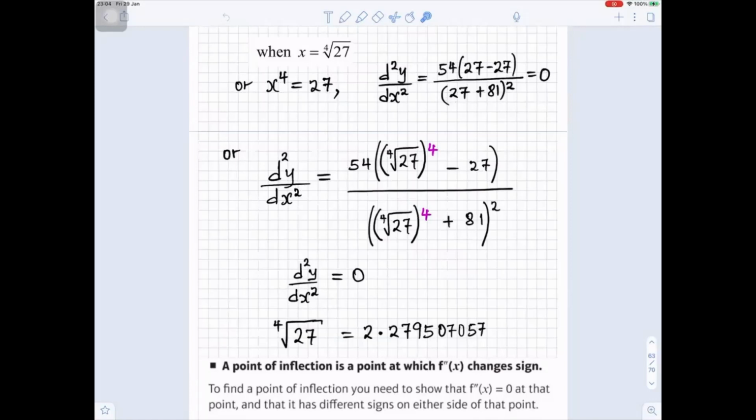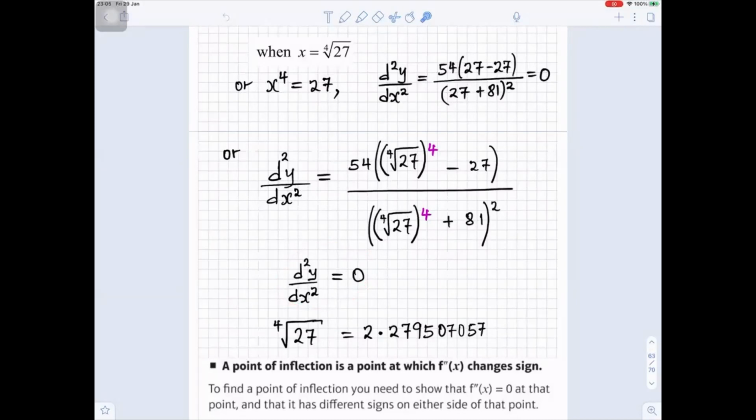If you wanted, you could just substitute the fourth root of 27 for x, put it to the power 4, and put that in your calculator, you will still get 0. And you've shown that d squared y over dx squared is 0. So that could be a point of inflection. And the fourth root of 27 is 2.279. Now we have to investigate to confirm, because just being equal to 0 does not mean it's a point of inflection.